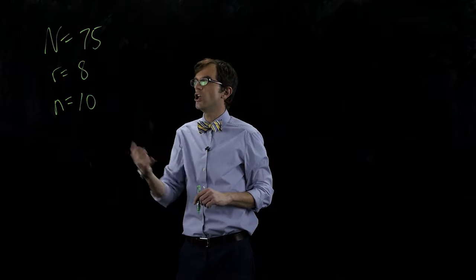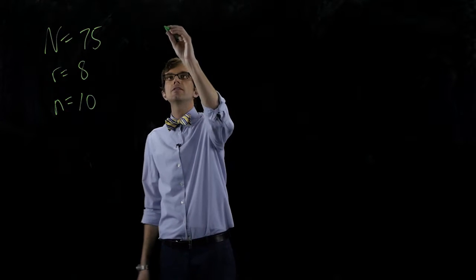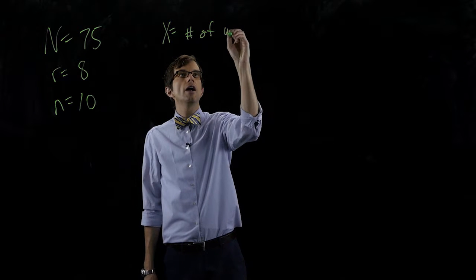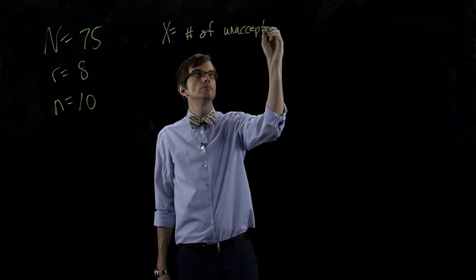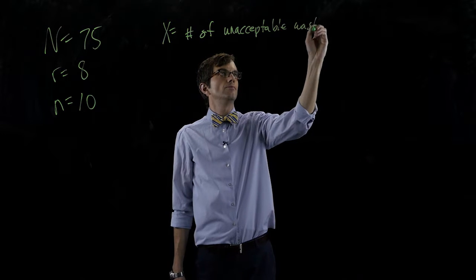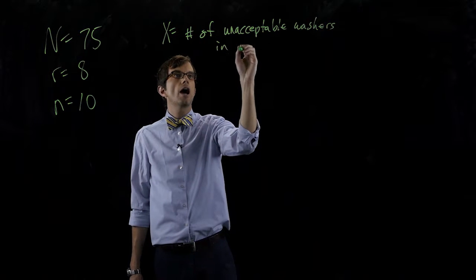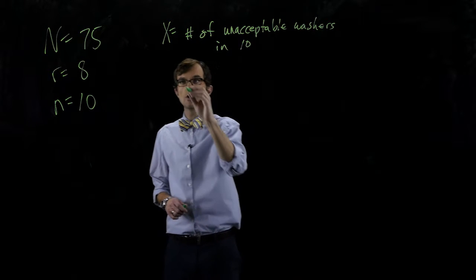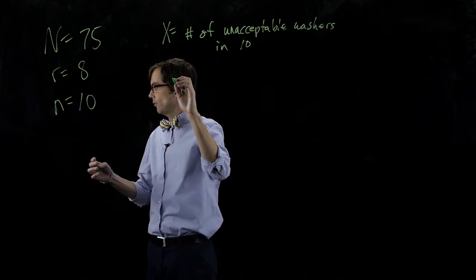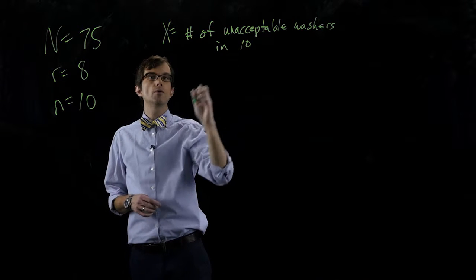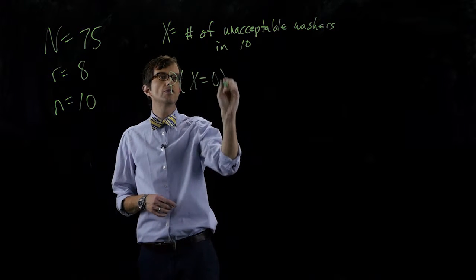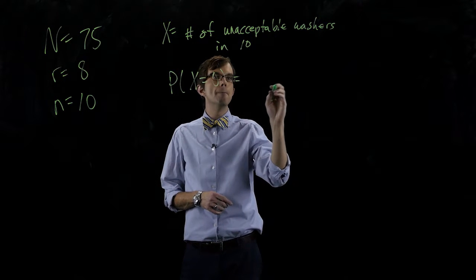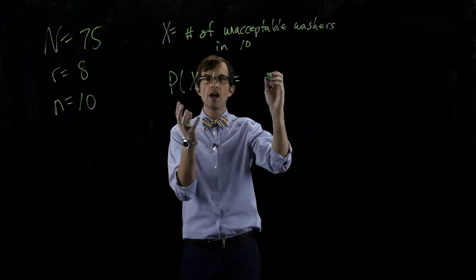No unacceptable washers. So let's name the random variable y. That's the number of unacceptable washers in our sample of 10. And we want to know what's the probability that we see no unacceptable washers. What's the probability that y equals 0? So, this is a hypergeometric problem.